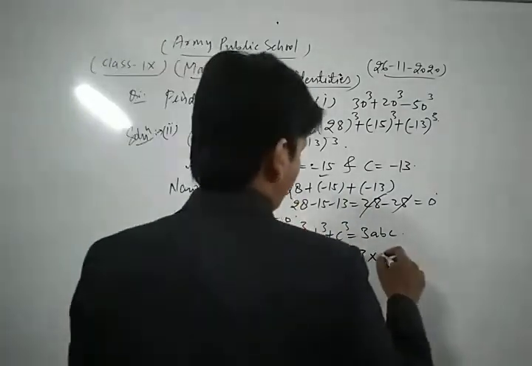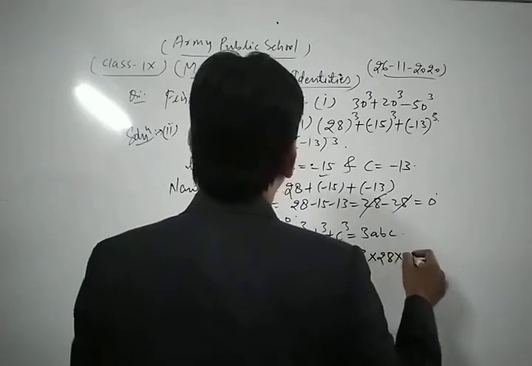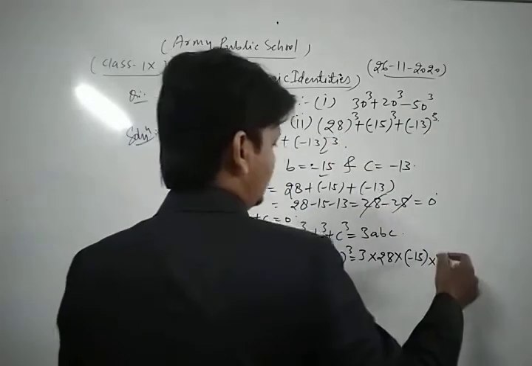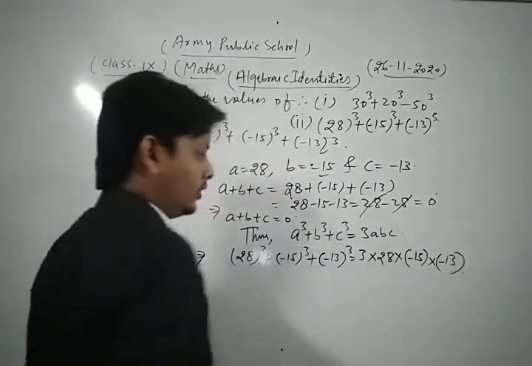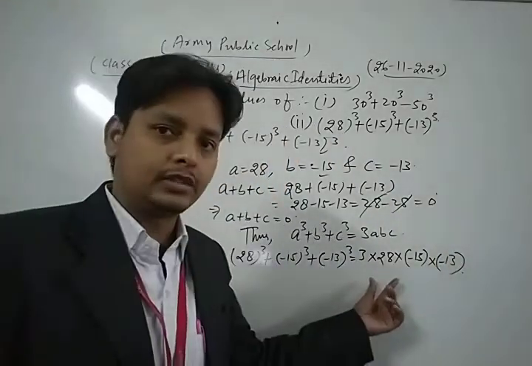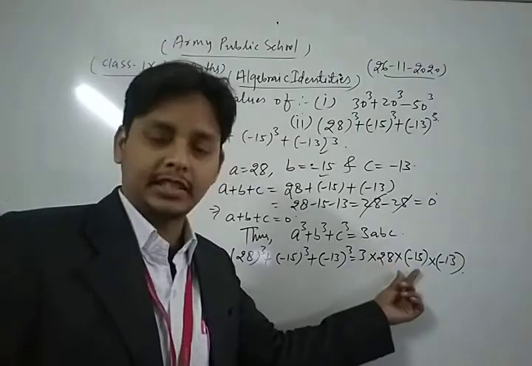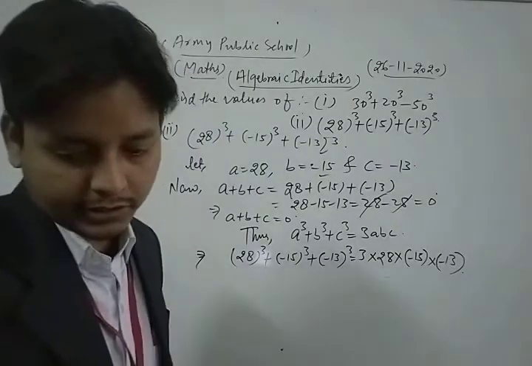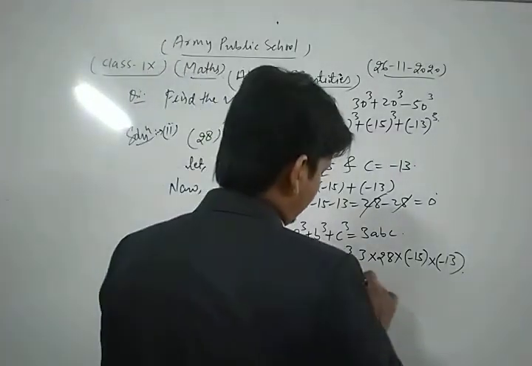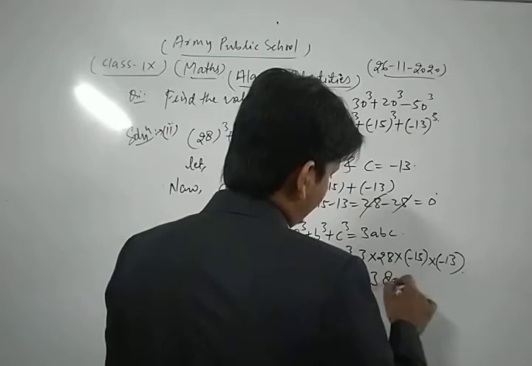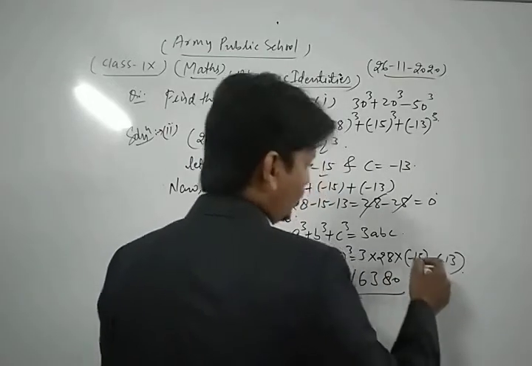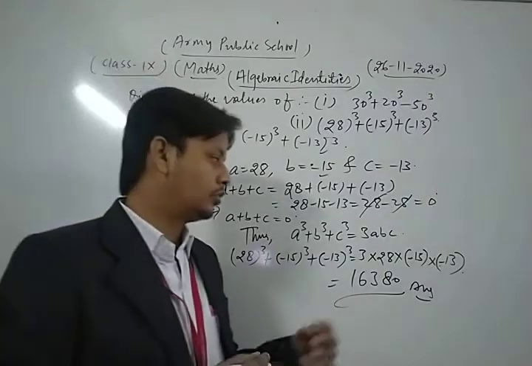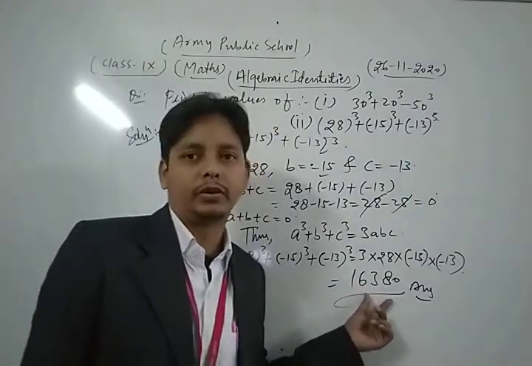A means 28, B means minus 15, and C is minus 13. Okay, dear students, we put the values of A, B and C, and after solving them we get 16,380. 16,380 is our required solution of the given question. Because minus into minus is converted into plus, the required result is positive.